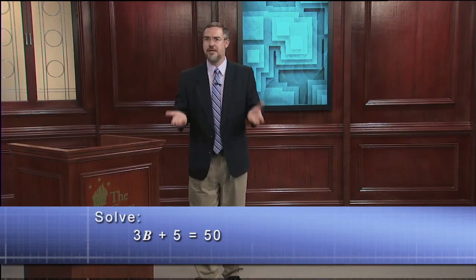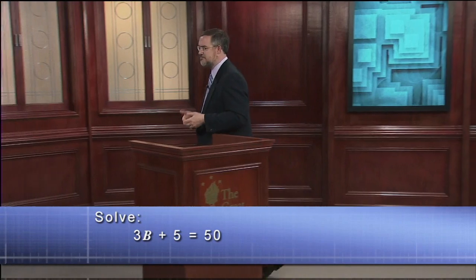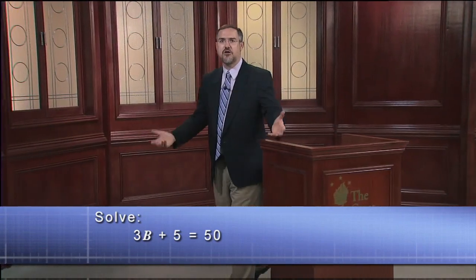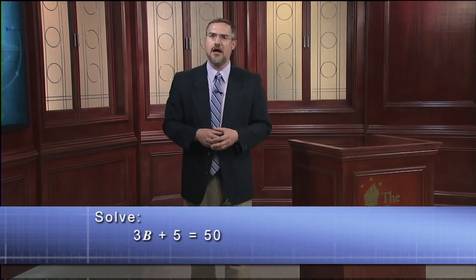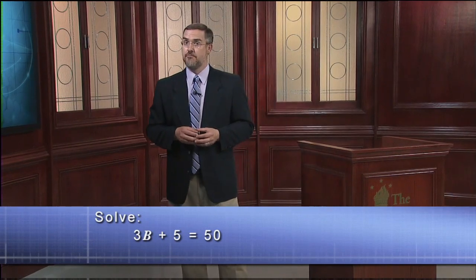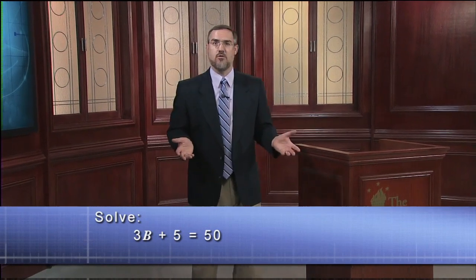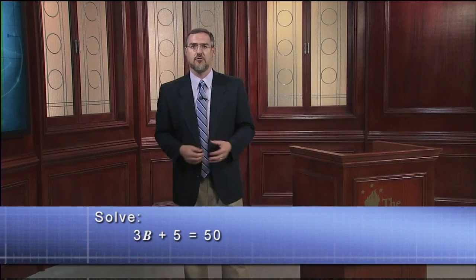So I'm going to rewrite it as 3B plus 5 equals 50, basically just to get the variable on the left-hand side. And now I want to solve for B. Why? Because the problem was asking, how many books can I buy with $50? And B is the number of books that I can buy. So I want to solve 3B plus 5 equals 50 for B. Well, that's a two-step equation. We've done several of those already in this lesson.